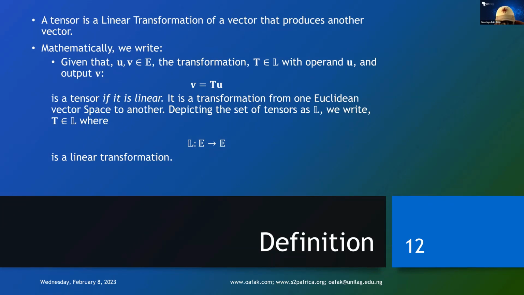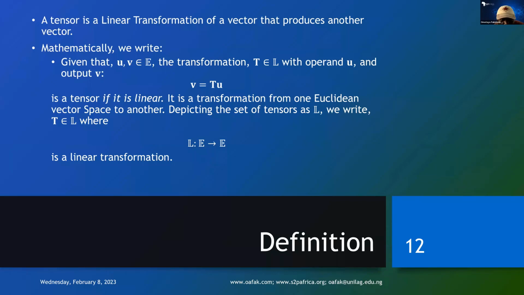Don't read multiplication into it, because these are bigger objects, and your elementary notion of multiplication may not be applicable. So if that transformation is linear, then we say T is a tensor, because it's transforming one vector to another vector. And if it does that linearly, we say T is a tensor. It's a tensor if the transformation is linear.